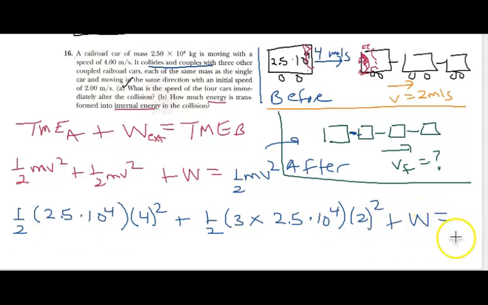Okay, so all of that blue, that's all the before. You got 1 railroad car plus 3 railroad cars, plus what happened to it, equals 1/2 of 4 times 2.5 times 10 to the 4th, times V final, which we found out was 2.5 squared.